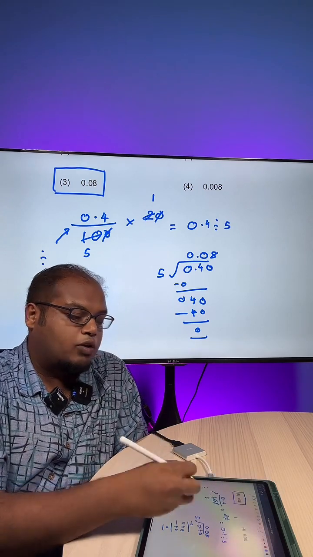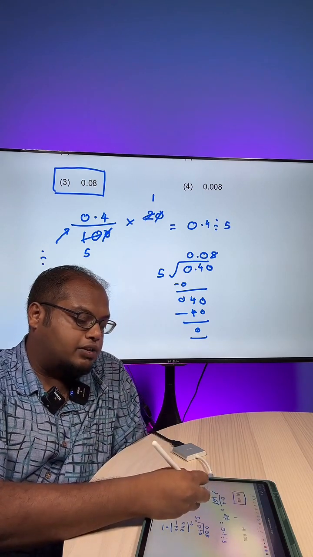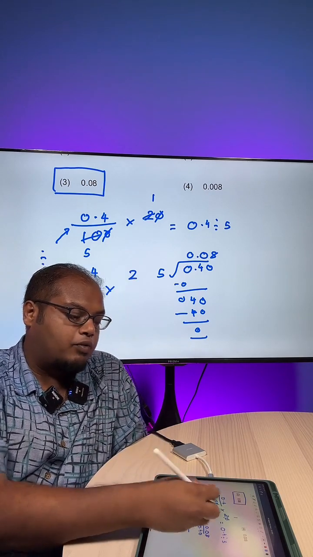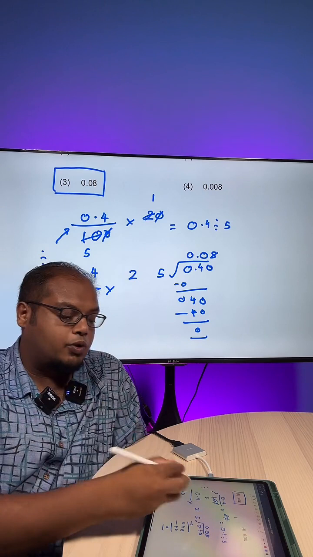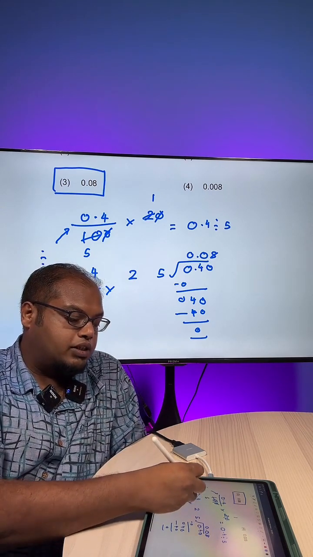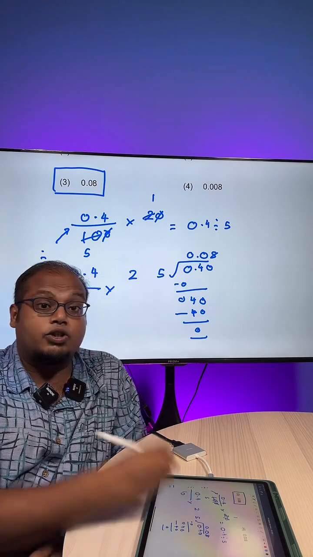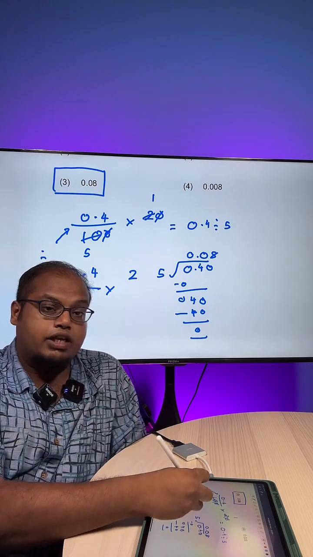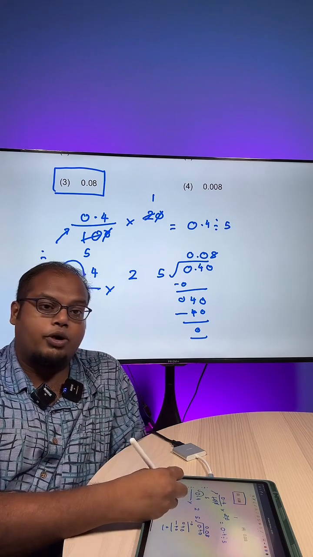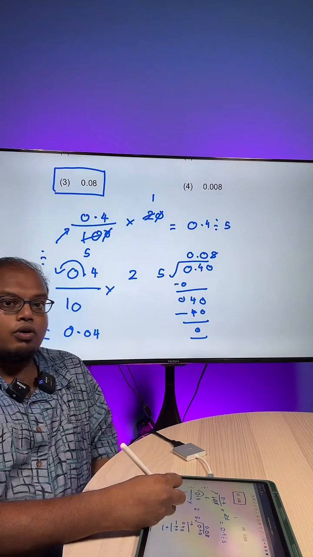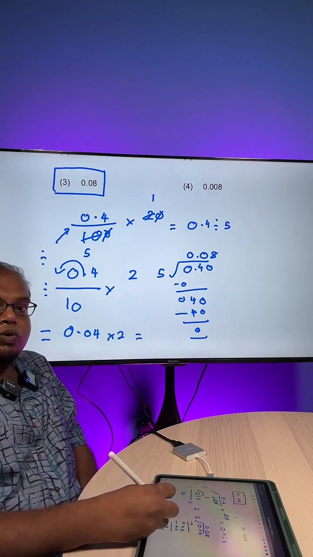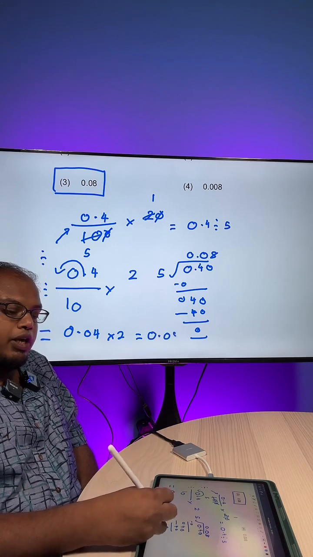Just in case, for those who are a bit worried about the division, just now before I cancelled off, I had 0.4 over 10 times 2. Initially when I cancel the zeros, you can also do this as a divide. So 0.4 divided by 10, I just shift the decimal place to the left. So I got 0.04, multiplied by 2 equals 0.08 also. You see?